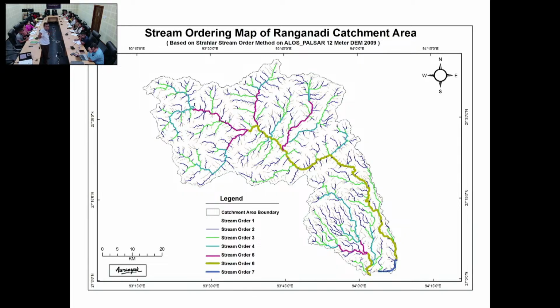To delineate the catchment area using topo sheets. If you read or interpret the topo sheet, you will see streams, first order, second order, third order like that. Okay? And with the help of these streams as well as the contours, we can easily delineate the boundary.